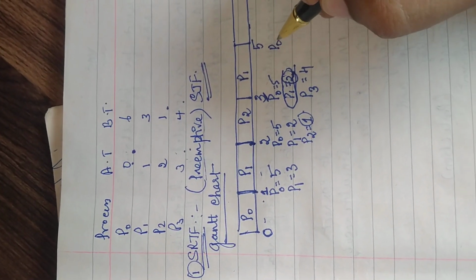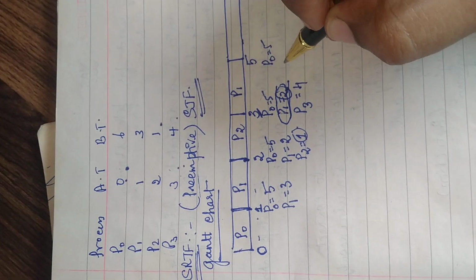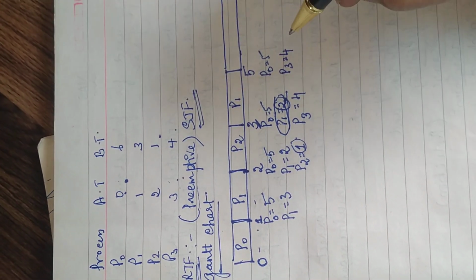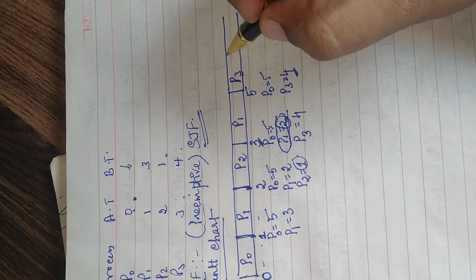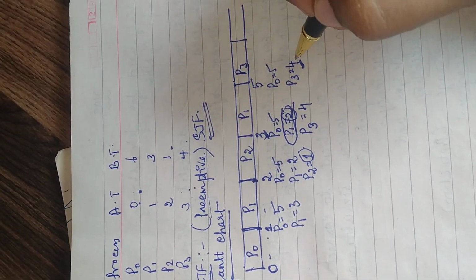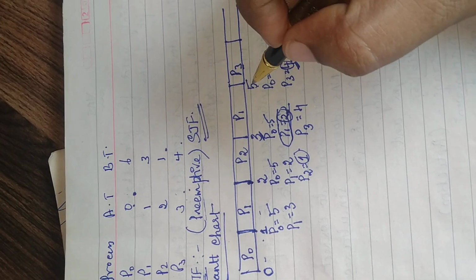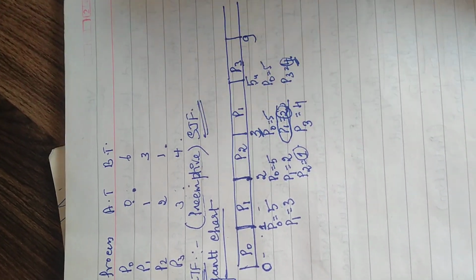Now which are the processes pending? P0 5 milliseconds pending, P3 4 milliseconds. So the smallest one is P3. You are allowing P3 to complete. So for this 5 you add this 4, remaining 4. So it will finish at 9 milliseconds.